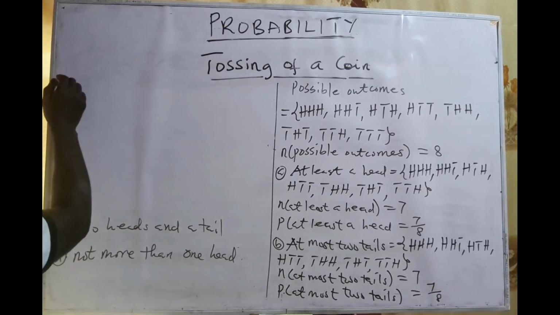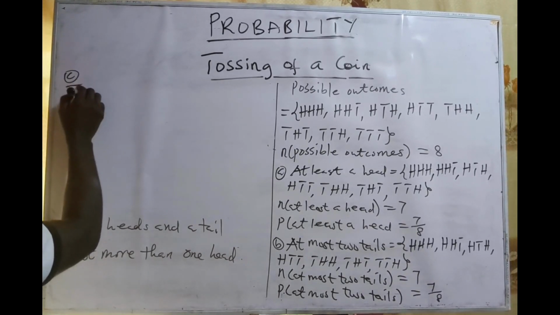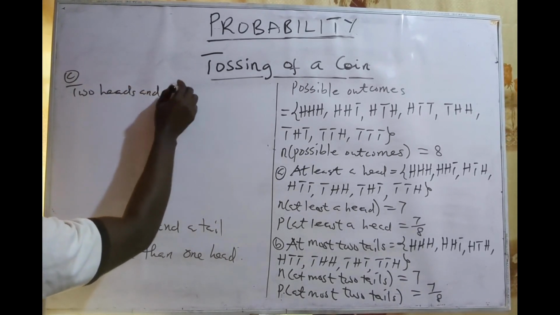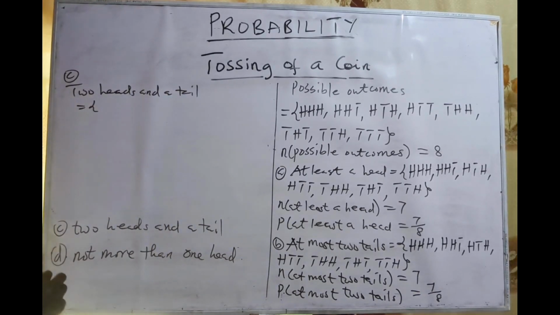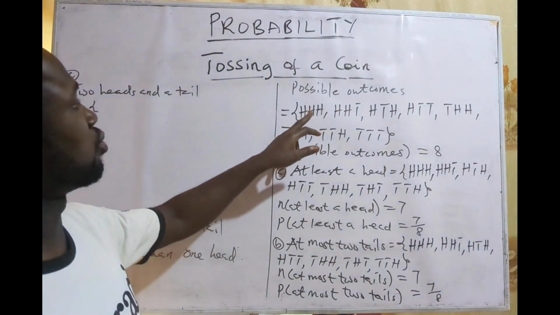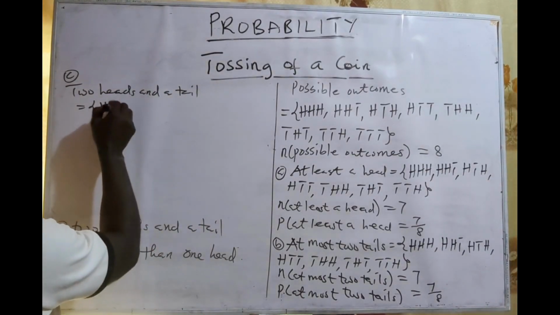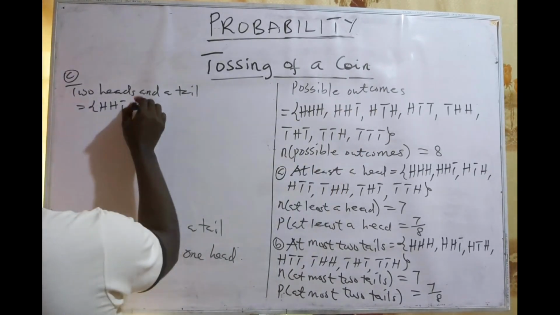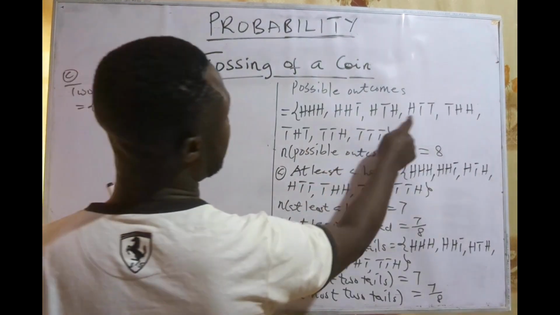Okay, so we look at 2 heads and a tail. Where do we see 2 heads and a tail? This is 3 heads, so no. Head, head, tail: 2 heads and a tail. Head, tail, head: 2 heads and a tail. Head, tail, tail: 1 head, 2 tails, no.